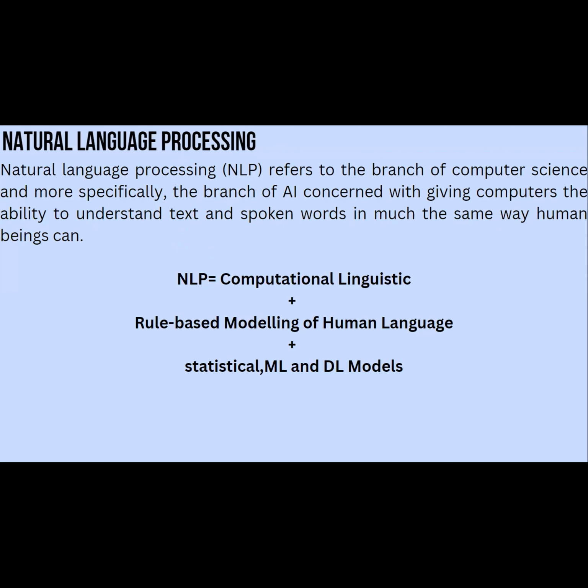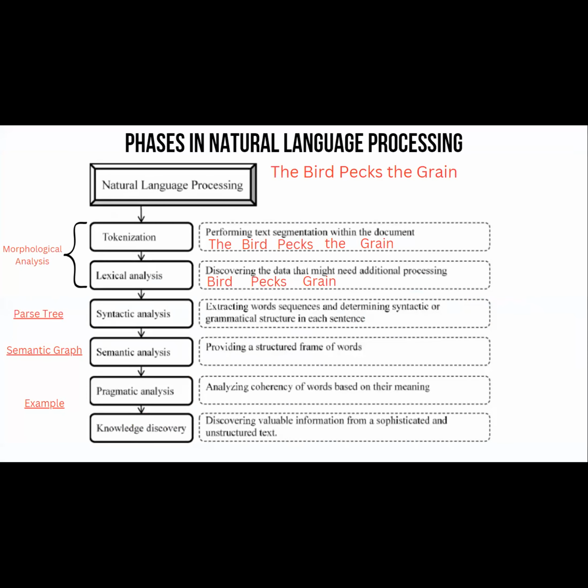It is again AI and machine learning, a great combination, along with the rule-based modeling of human language. So what are the basic steps or phases involved in natural language processing? Now, this is the basic step, like how NLP can solve the problem. What are the intermediate steps involved? So we'll take one example, a simple sentence, and we'll see how it converts, how it helps, how it translates. Okay. So natural language processing takes a simple sentence, for example, the bird pecks the grain.